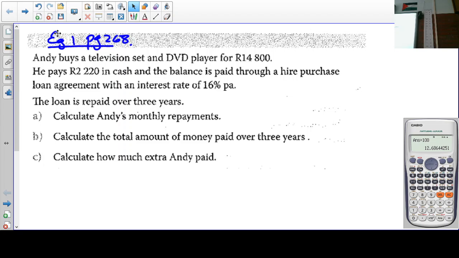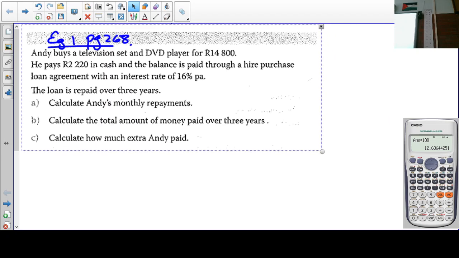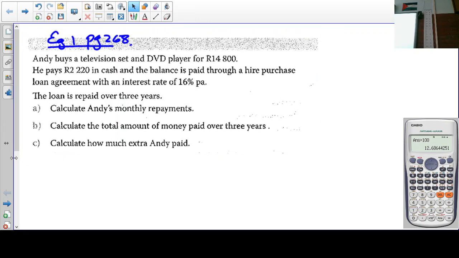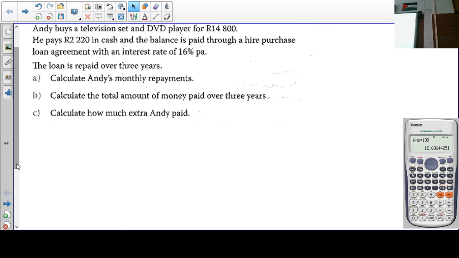So we are told that Andy buys a television set with a DVD player for 14,800 rand. Something wrong with Andy, no? A lot of money. Andy must not be a teacher, probably. He must be a doctor or something. A teacher is not going to spend so much money on a TV.